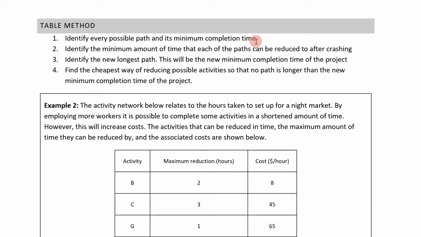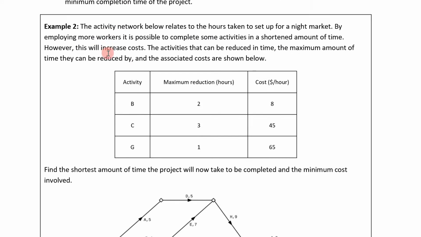its minimum completion time. Identify the minimum amount of time that each of the paths can be reduced to after crashing. Identify the new longest path. This will be the new minimum completion time of the project. And then fourthly, find the cheapest way of reducing the possible activities so that no path is longer than the new minimum completion time of the project. It all seems a bit like gobbledygook until we actually go through it and you see it in action. So let's try it here.